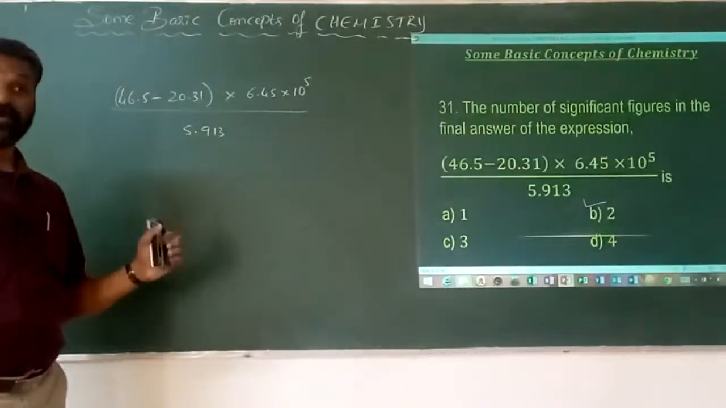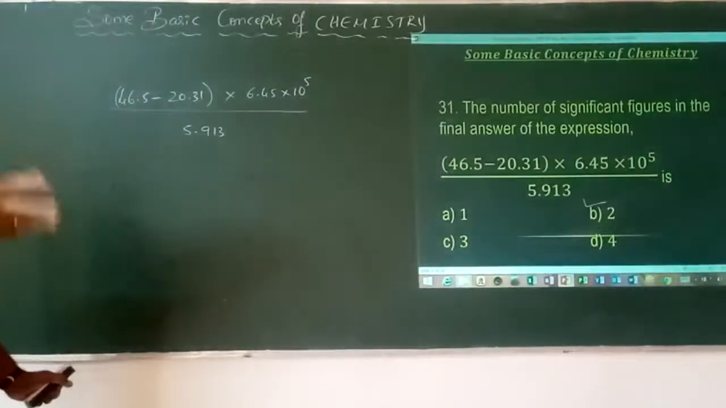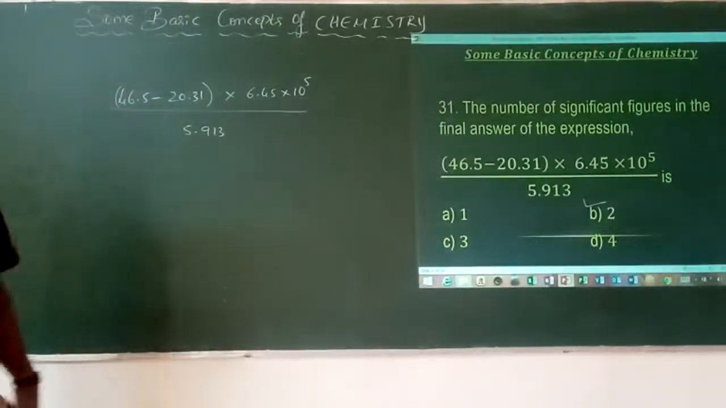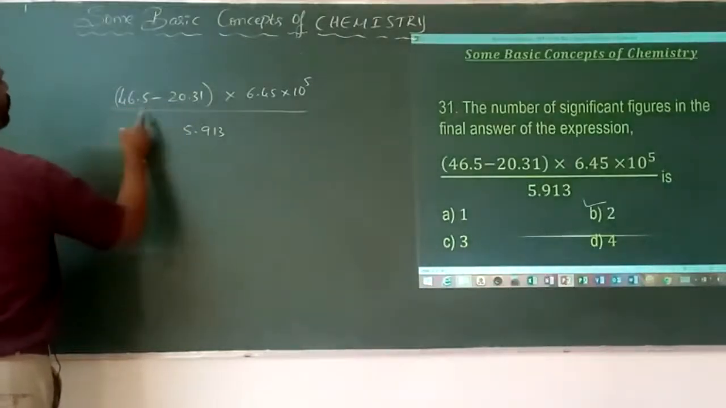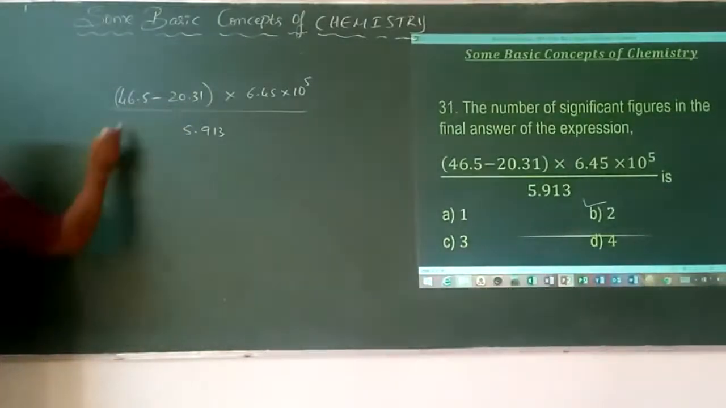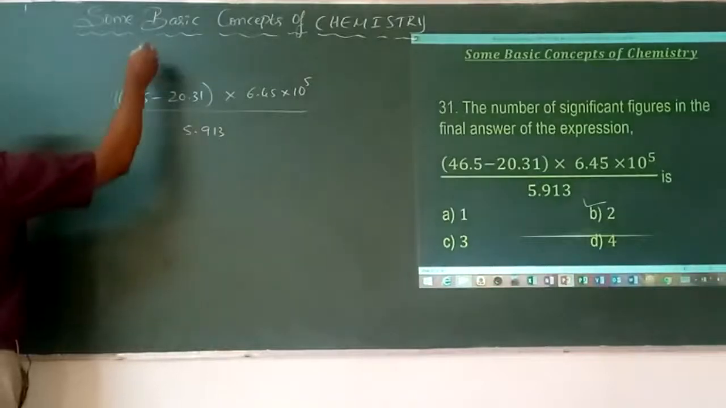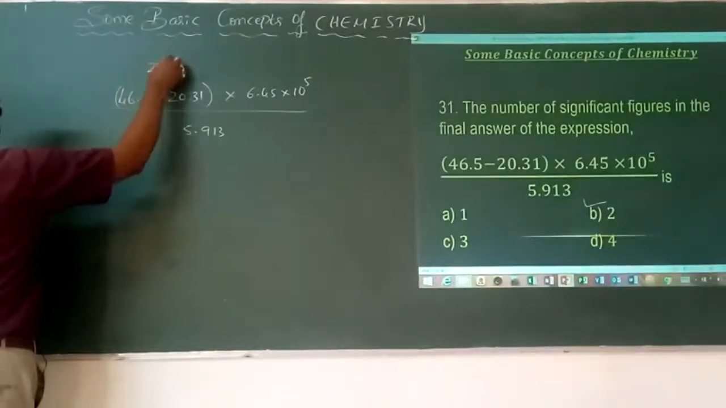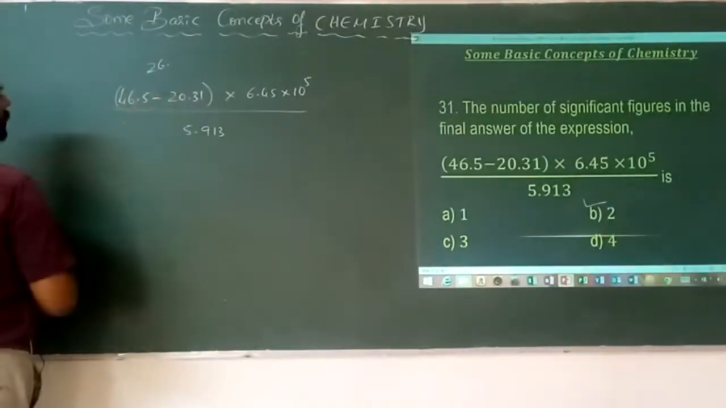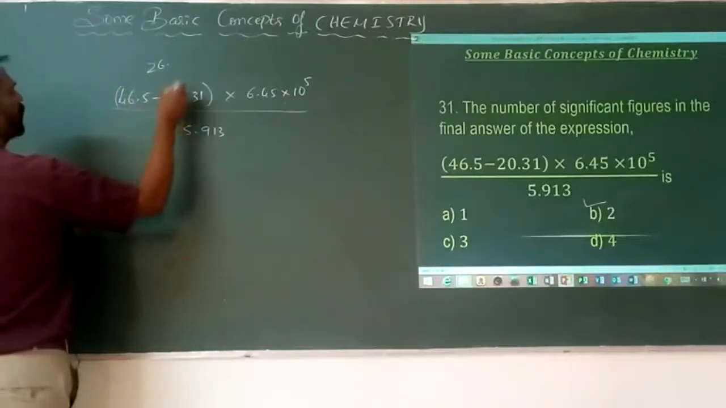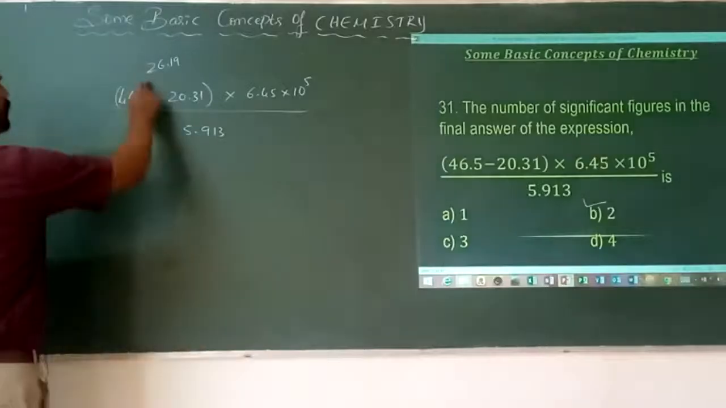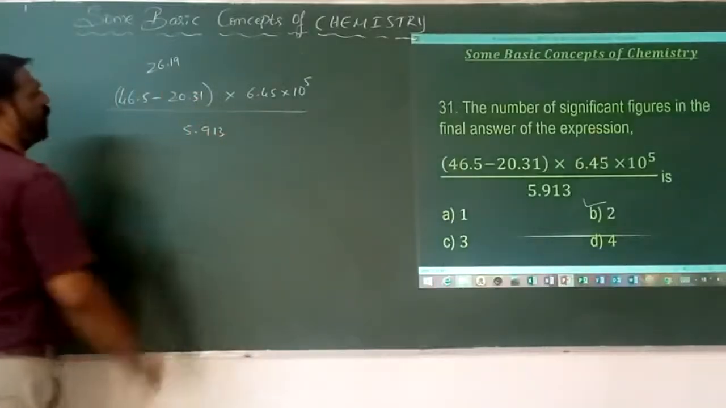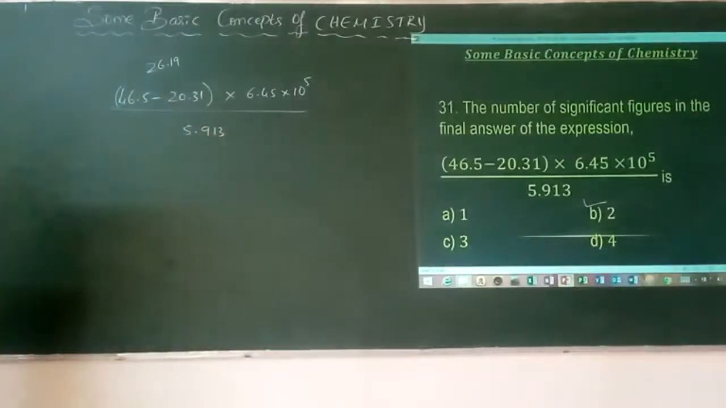I need the nearest one. Just after the decimal point, whichever has the least number, that is what we take for the number of significant figures. So I think 46.5 minus 20.3 means it is 26.19, I think. Then 26.19 into 6.4 divided by 5.9.